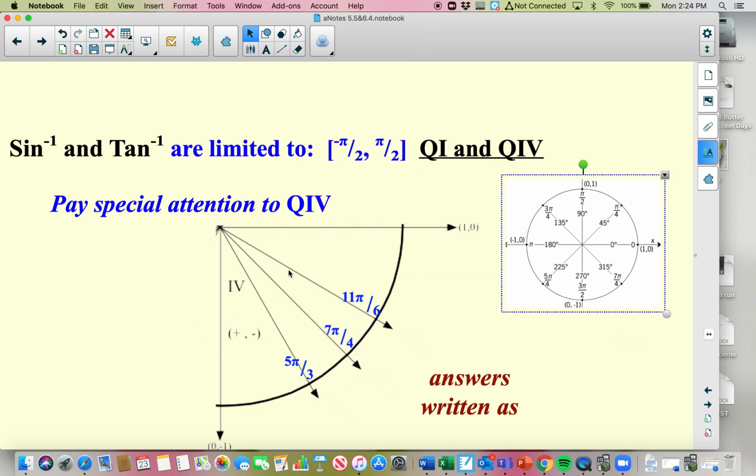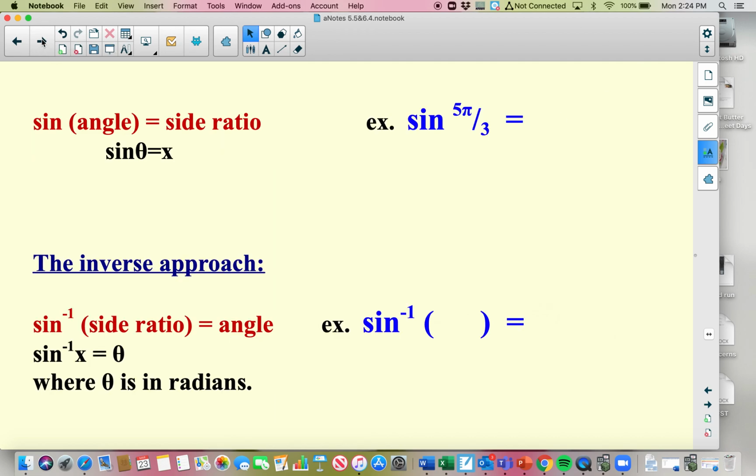So make yourself a note. Anything in the fourth quadrant when you're evaluating inverse sine or inverse tangent, these three key angles are going to be -π/6, -π/4, and -π/3. So you need to write your answers as the red and not the blue when you get into inverse sine and tangent quadrant 4. And you'll see that as we look at a couple examples.